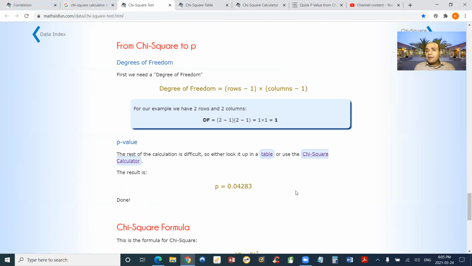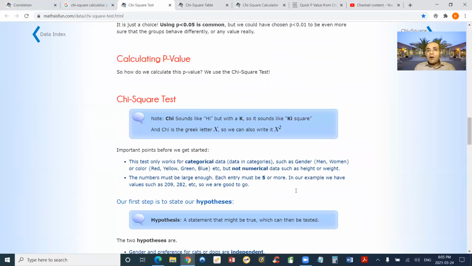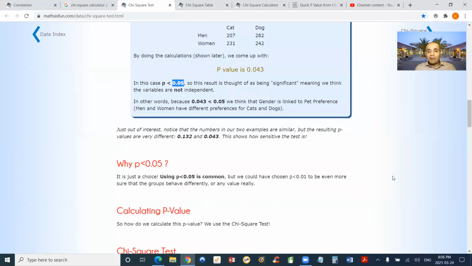So what does that mean? 0.04283, we are going to make a conclusion. And the conclusion is, as you see, this is a nice one, rounded already. This is less than my threshold, 0.05. And therefore, I'm going to say that the variables are not independent, meaning that there is a relationship between gender and its impact on the pet preference.